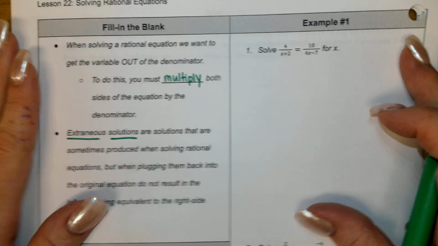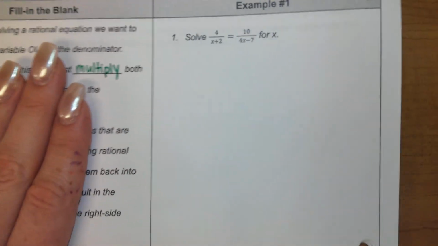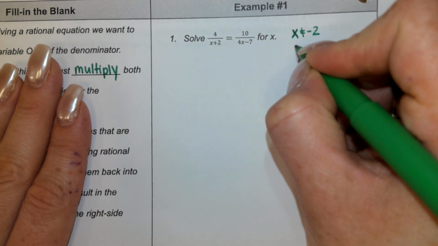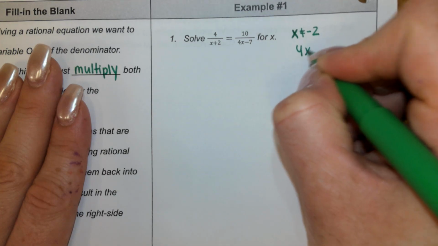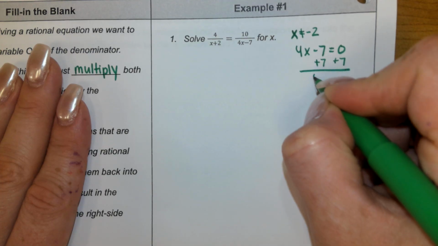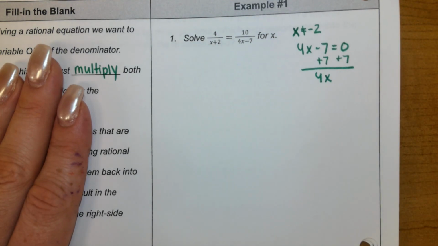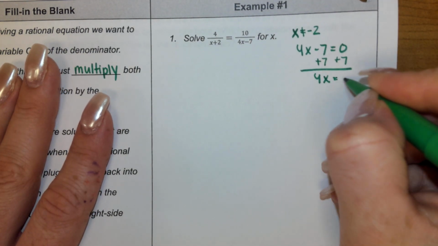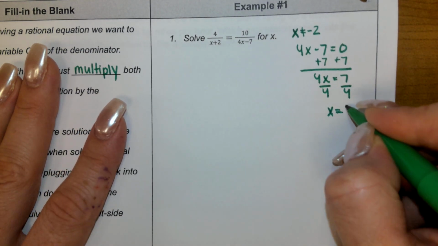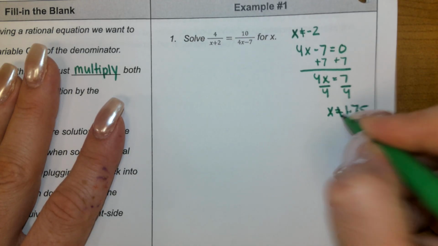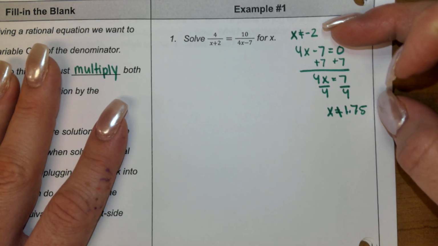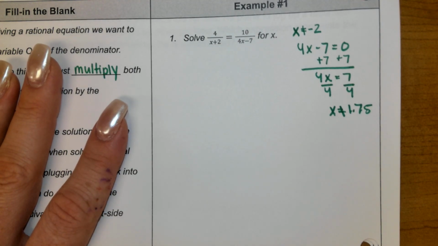So number 1 in our example, first of all, x can't be -2. And if I set 4x minus 7 equal to 0 and solve that, I'll get my other possible extraneous solution. Divide both sides by 4. x equals 1.75. So x cannot be 1.75 either. So it's good to think about these things first before going into this.